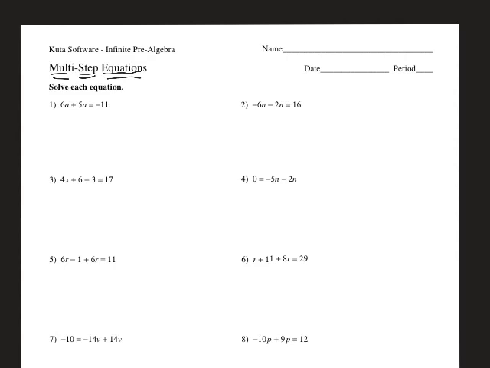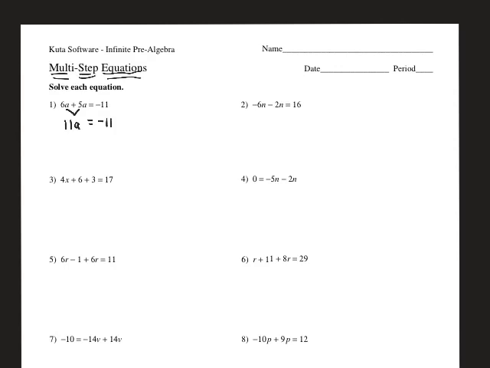What number here in number 1, when multiplied times 6 and multiplied times 5, will give us negative 11? That's what we're trying to find. So we first start by combining like terms, and they're both variable terms. So I'm going to get 11a is equal to a negative 11.